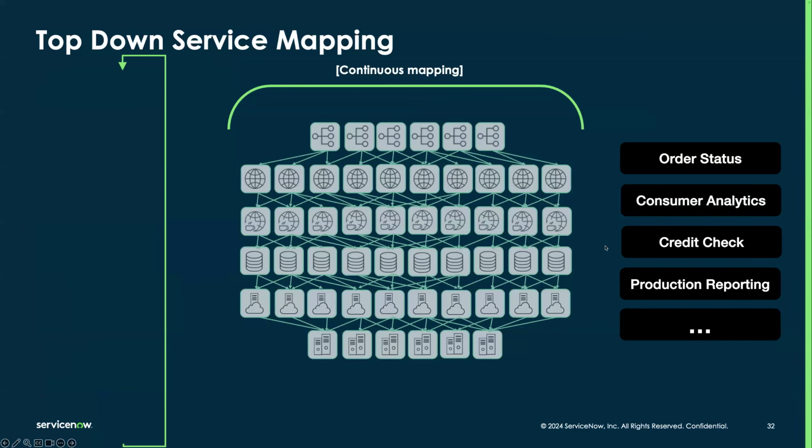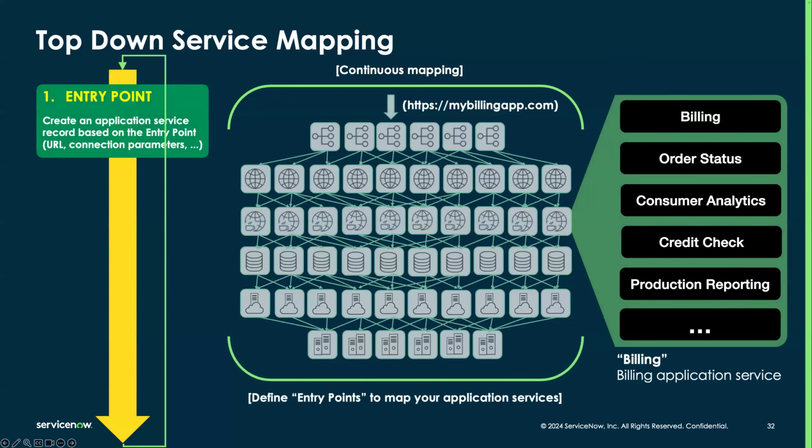Let's now explore the top-down service mapping. Now, the biggest requirement is that for top-down service mapping, you need to define an entry point. That could be a URL, that could be connection parameters, etc. But you really need to define, and the administrator at that point will need to define, an application service with an entry point for that application CI.